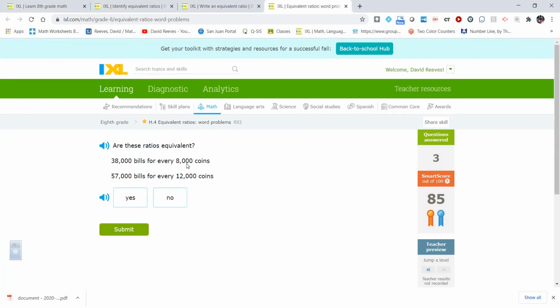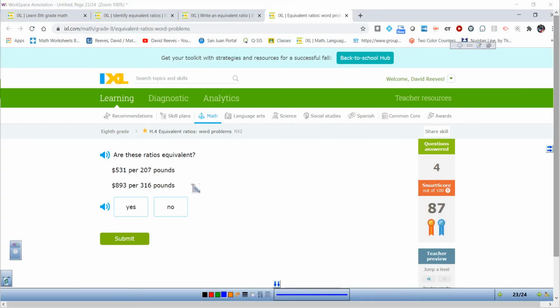So sometimes simplifying one of the ratios or both of the ratios can really, really help, all right? So if we divided this one by 3 and we divided this one by 2, we would get the same ratio. The answer is yes. All right, it's not going to let me go any higher, so let's do one more problem like this, and then let's call it a day. All right, 531 in 893, 207, and 316.